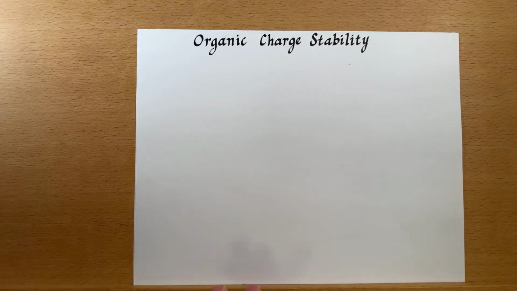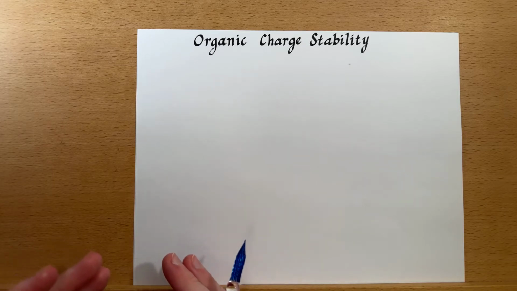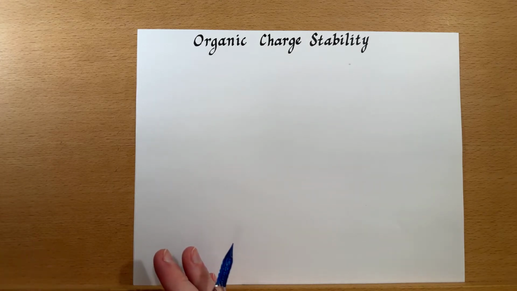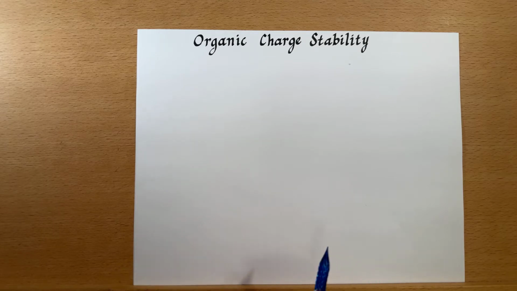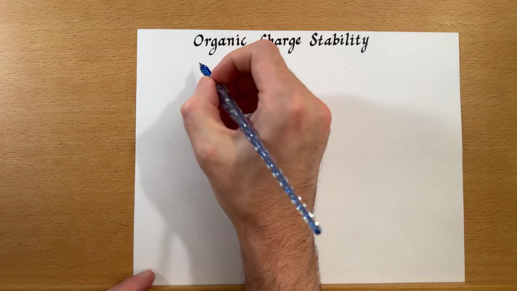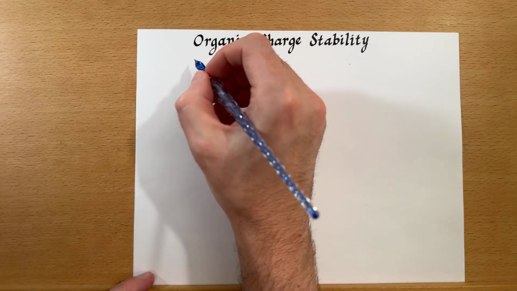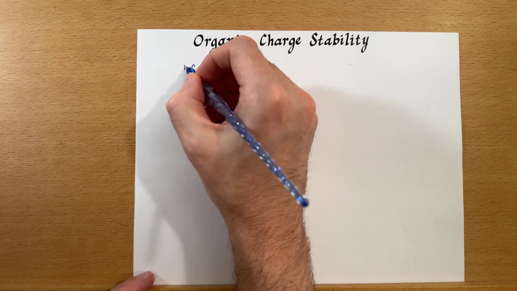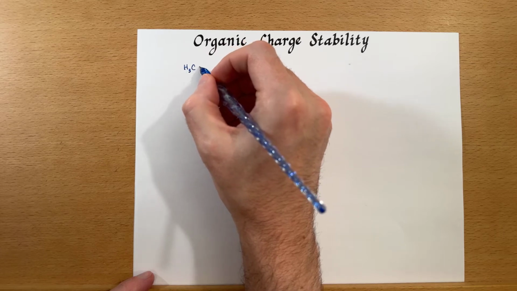Now let's focus on organic molecules or charged species in organic chemistry. And we'll look at the stability of each of those, and this will be very important for the reactivity that we'll see later on in other studies. So let's look at the stability of an alkoxide.